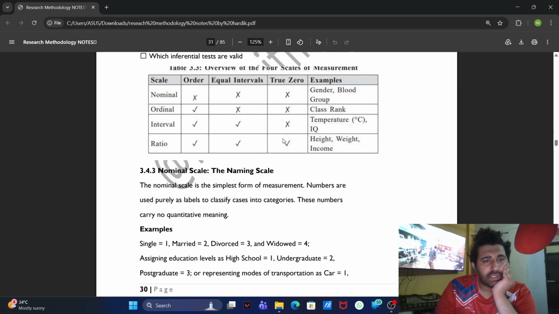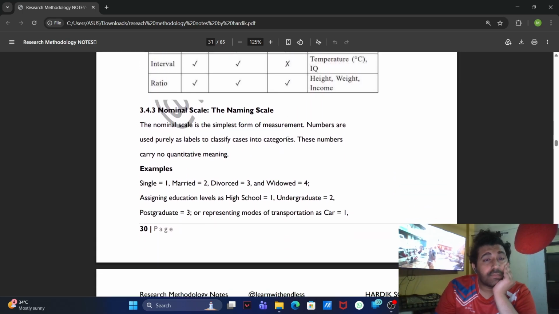Here's a table for you guys. Go through them while reading the notes.